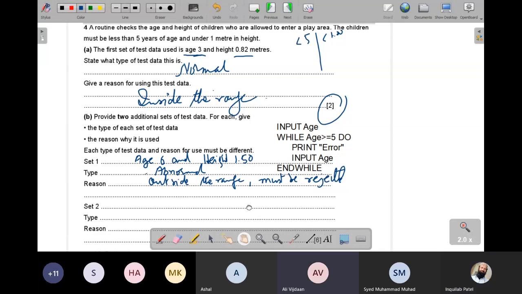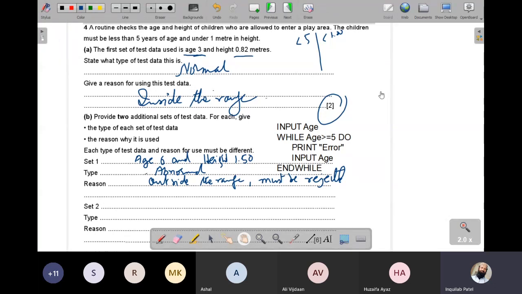4.9 will not be there? Yes, there is confusion now. So it will be better that we use boundary data. We will use boundary data. So 5 will be outside the range and 4.9 will be inside the range if we are using 1 decimal place, or if we are using only integer data item, then we will use 4. And for height we will use 1 meter outside the range and 0.99, because they have used 2 decimal places now. They have used 2 decimal places over here.